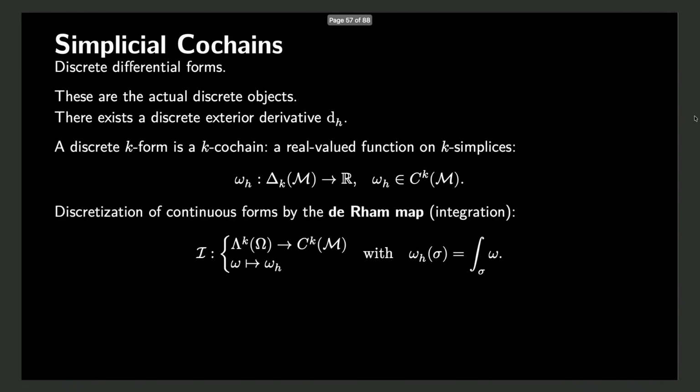The meaning of this can be best understood if you look at the discretization map, the de Rham map, which basically takes in some continuous differential form and turns it into a cochain. And this is done by just taking the original differential form and integrating it separately over each simplex, where we always obtain one value, and this value is the cochain value.